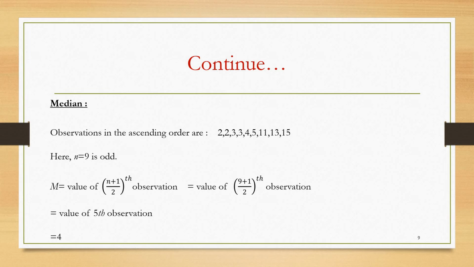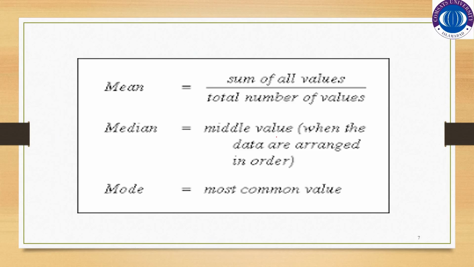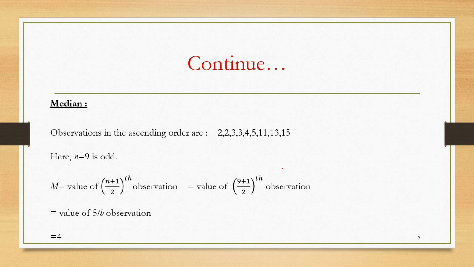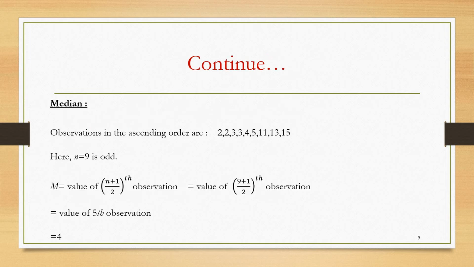Now, we will calculate the median. We have studied that median is the middle value when the data set is arranged. So, first step is we will arrange the data set. And in which order we will arrange? We always arrange data set in an ascending order. We will arrange this data set in ascending order. So, it looks like this.